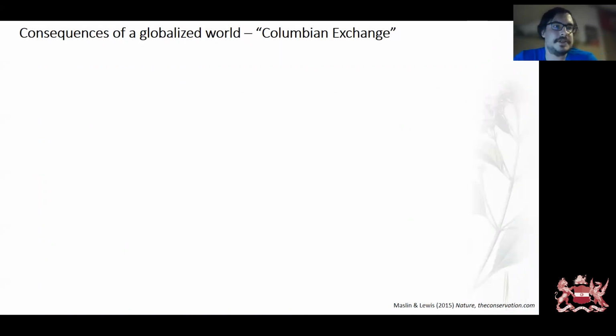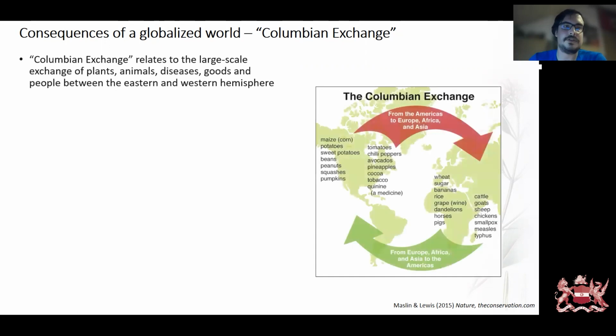What consequences did this globalized world pose? A term that you've probably all heard and are familiar with is the so-called Columbian exchange. Just to reiterate this quickly, it relates to the large-scale exchange of plants, animals, diseases, goods, and people between the Eastern and Western Hemisphere. And you can see this in this illustration here on the right hand. This was an exchange in both directions.